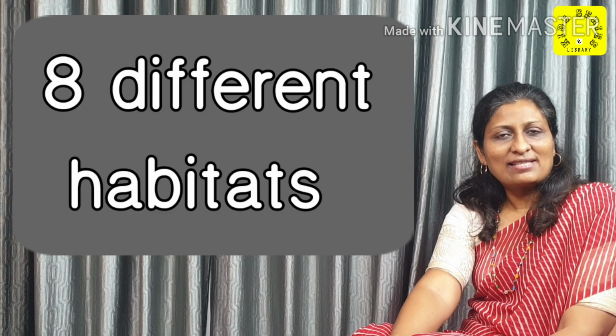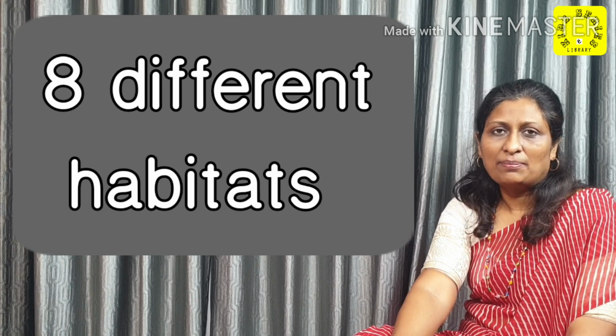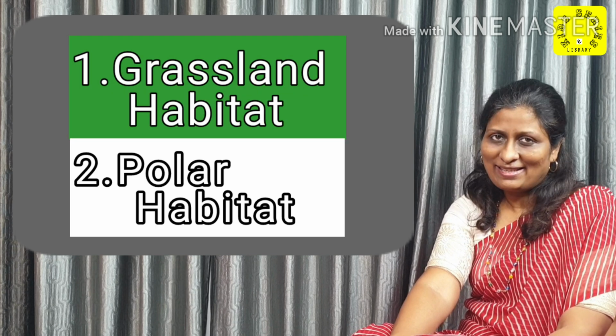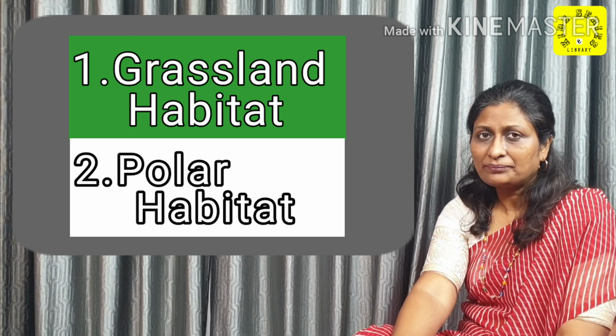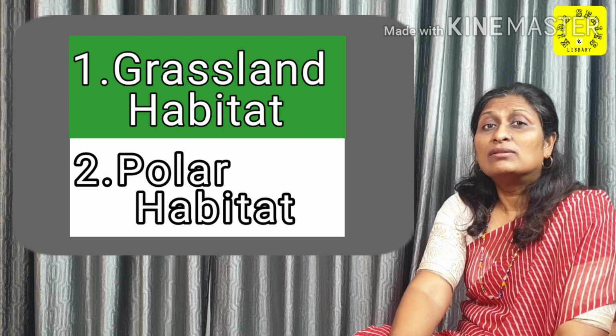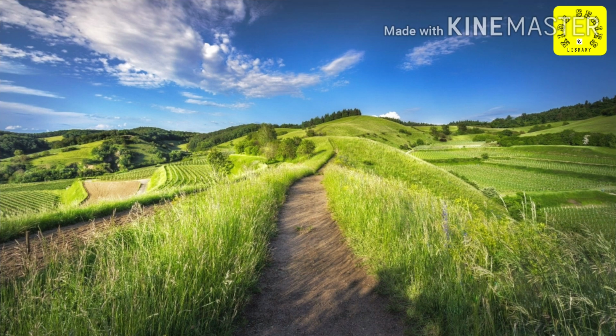And I also enlisted 8 different habitats that we see in our planet. In this lesson, we'll be looking into 2 habitats. The first one would be grassland habitat and the second one would be polar habitat. Let's look at the grassland habitat.